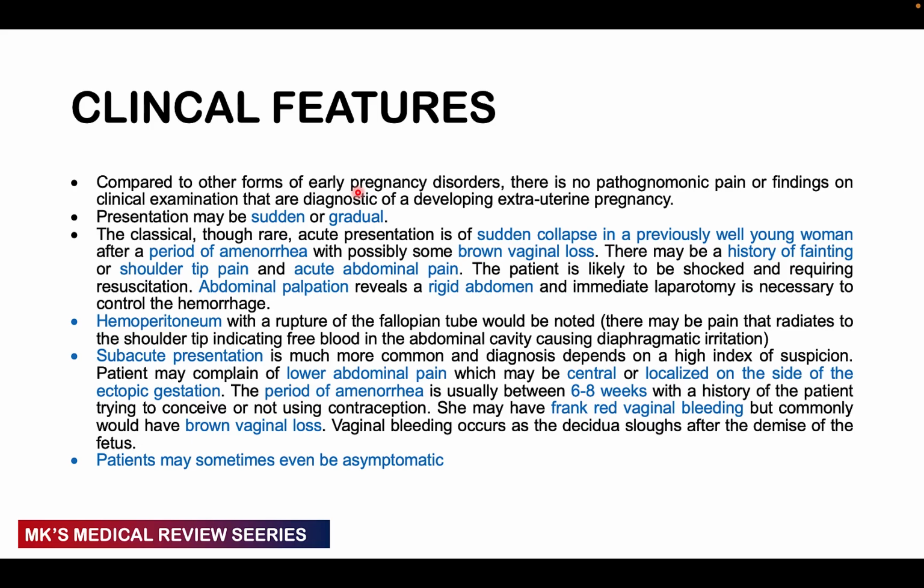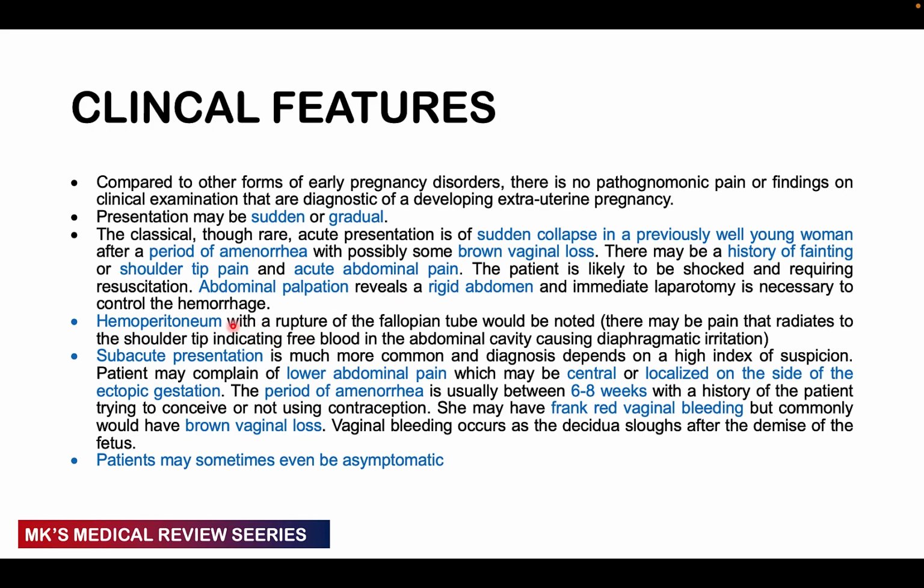And remember that the patient is likely to be shocked and requiring resuscitation in some cases, and they will give you a history of fainting, or sometimes a history of this shoulder tip pain. Remember, this means that there's blood in the peritoneal cavity irritating the diaphragm, which is going to cause referred pain to the tip of the shoulder. Then you may get this acute abdominal pain. When you do an abdominal palpation, there's going to be a rigid abdomen, and this should be an indication that you should carry out an immediate laparotomy because you want to control the hemorrhage.